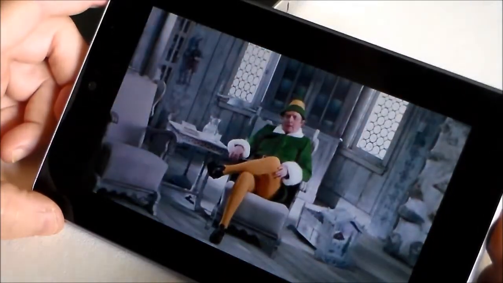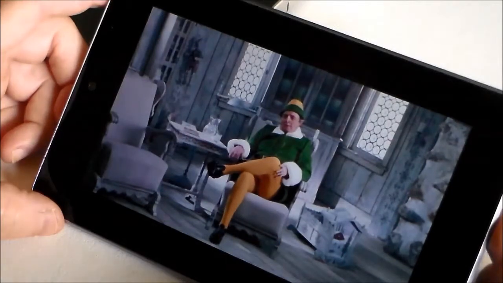And I love Elf. It's a hilarious movie. Jon Favreau, good movie he directed. Oh, okay, and there you go.